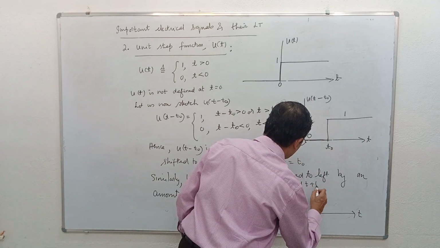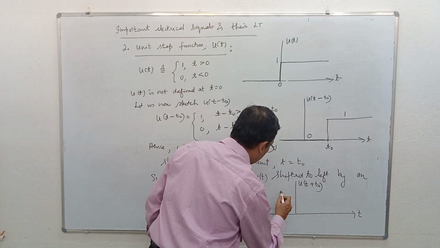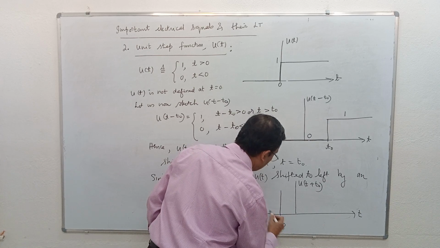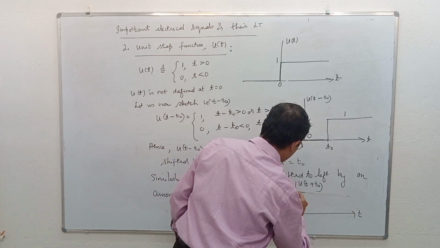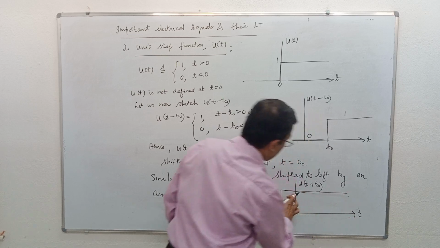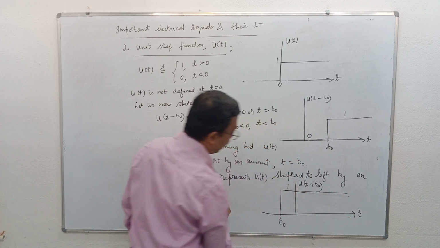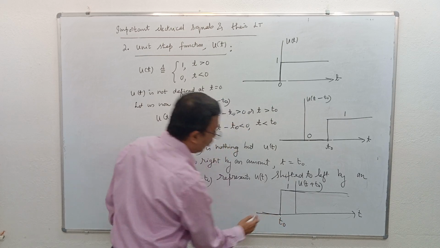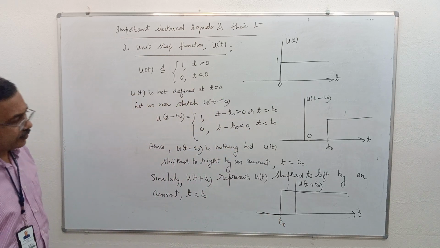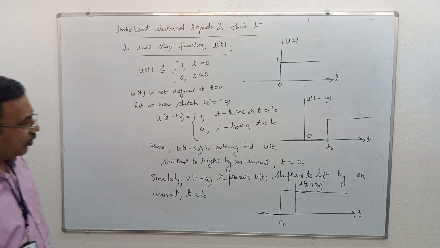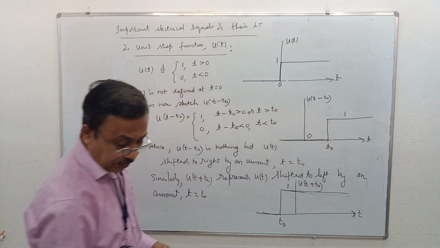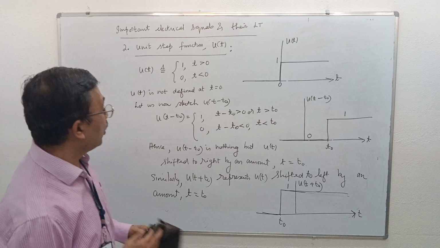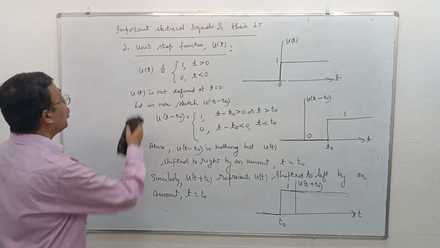Y-axis is u of t plus t naught. U of t plus t naught starts at t equal to t naught and goes to infinity with a value equal to 1. For t less than t naught, the value is 0. Next, let us proceed to find what is the Laplace transform of u of t.